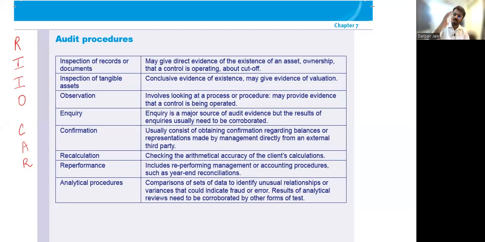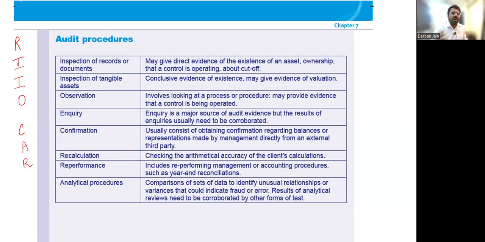Remember RIO-CAR. R, recalculation. I, inspection of records or documents. I, inspection of tangible assets. I, inquiry. O, observation. C, confirmation. A, analytical procedures. R, reperformance. So remember them, don't forget them.